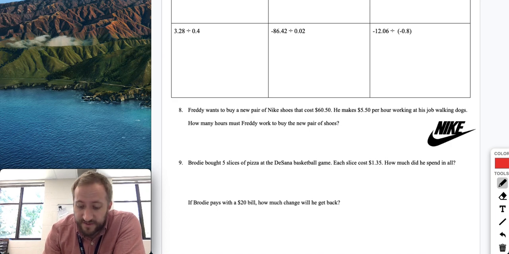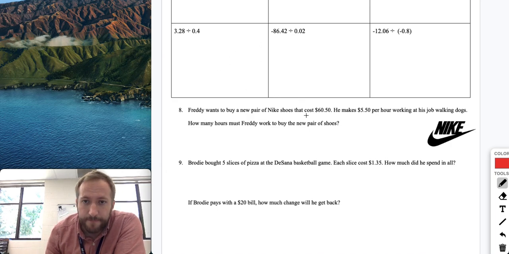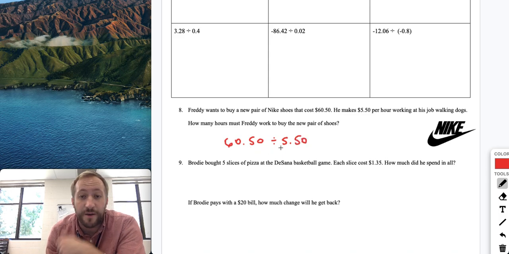So we have $60.50. Let me write it over here, not there. There we go. We have $60.50. That's how much he needs. He makes $5.50. So we're going to divide that $60.50 by 5.50 because we're trying to split that up with that hourly rate he makes. We're trying to see how many times 550 goes into 6050 because that's going to tell us how many hours he has to work. So let's set it up.